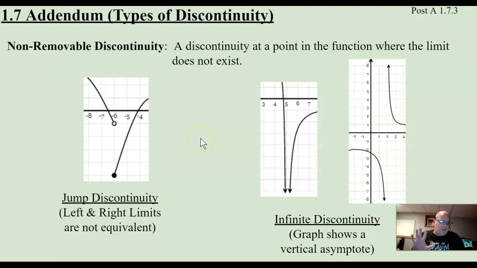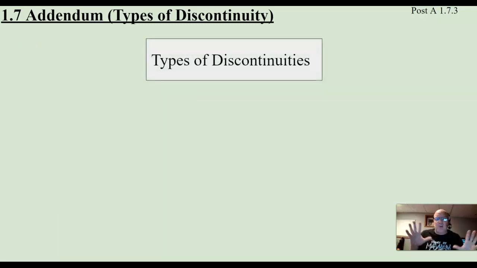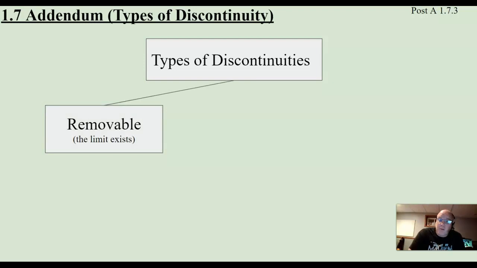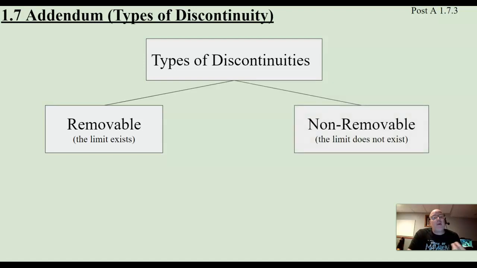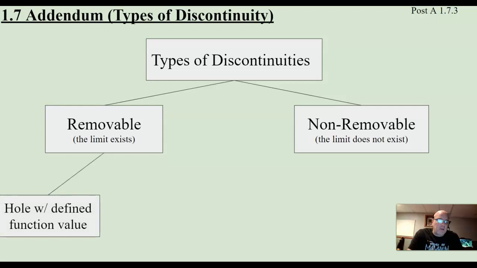So to help you keep this all straight, because there's a lot of new words that we just threw at you, let's kind of put this into a chart, a flow chart of some sort that you can organize in your head. So there are basically two different types of discontinuities. We have a removable discontinuity, and that's where the limit does exist. And then we have a non-removable discontinuity, and that's where the limit does not exist. In a removable discontinuity, it will be a hole in the graph.